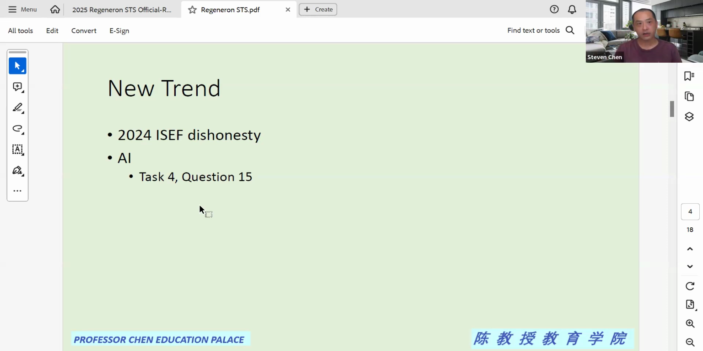For instance, you use AI to generate an essay for Regeneron STS. Of course, this is prohibited. This is not allowed, or if you use AI just to help you generate your research report, that is forbidden, right? But you say, okay, so I use the AI to correct the grammatical mistakes, or I use the AI to help me generate an image or edit an image. So those should be okay.